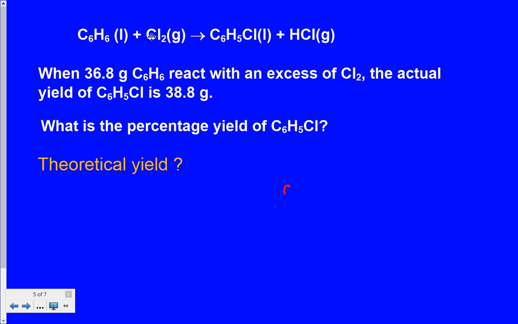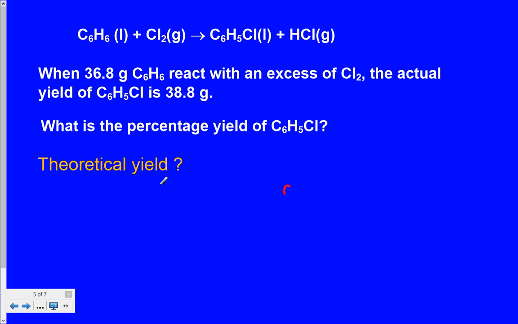So we have plenty of chlorine. We don't even know how much, but we have plenty to react with that. So the limiting reactant is the benzene. And they gave us the actual yield was 38.8. And this equation is balanced, so you can check it. It's all 1, 1, 1, 1. So it's all balanced. So what's the percent yield of that?